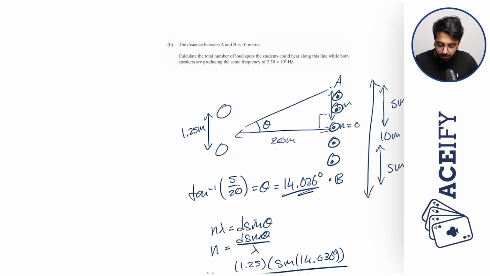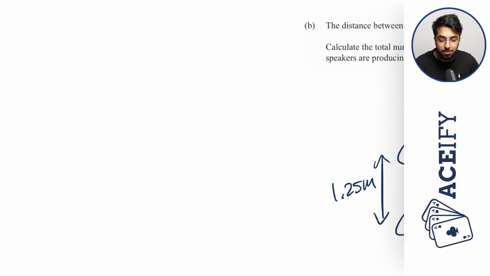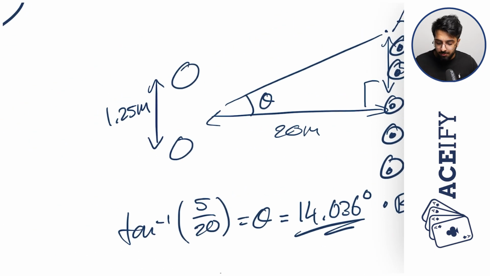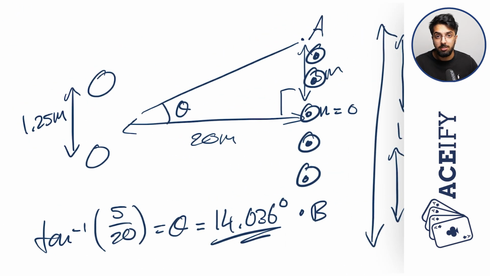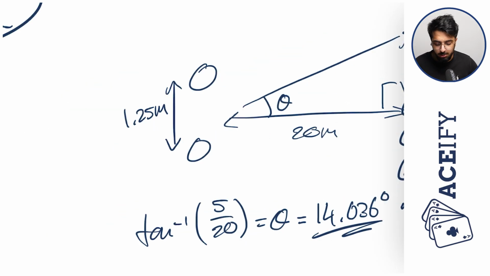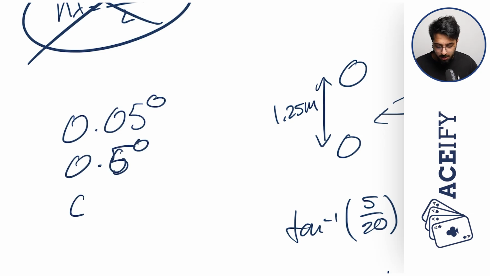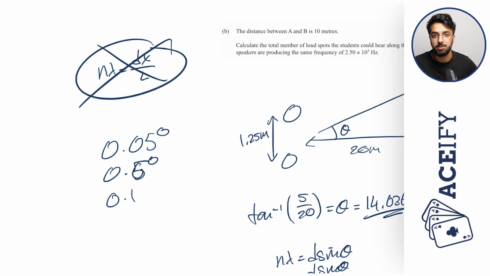Now it's important to know for this calculation that we can't use our small angle approximation equation where n lambda is equal to dx over L. We cannot use this equation because that is only for small angles. And as you can see, this isn't a very small angle. It's 14 degrees. That's not very, very small. A small angle would probably be something like 0.05 degrees or 0.5 degrees, something along those lines, or 0.1 degrees, you kind of get the gist. So you can't use the small angle approximation for this calculation.